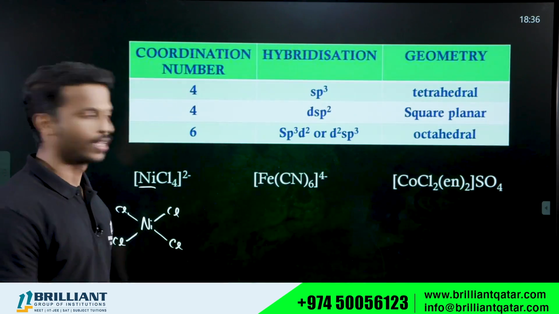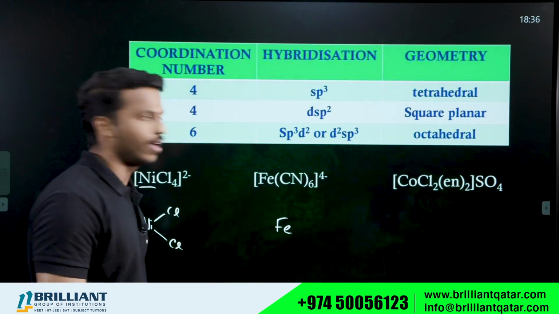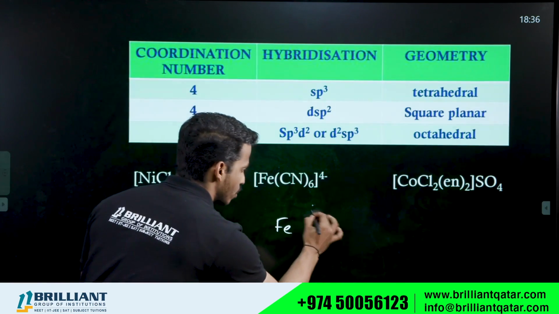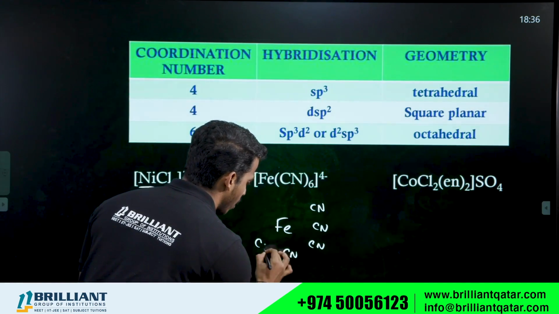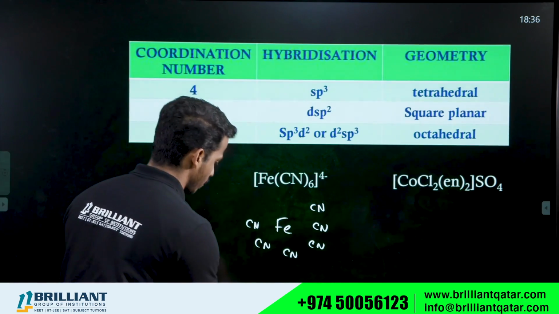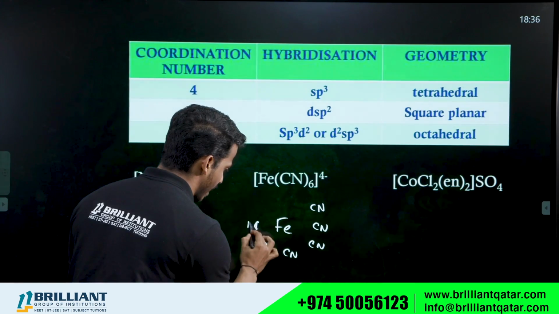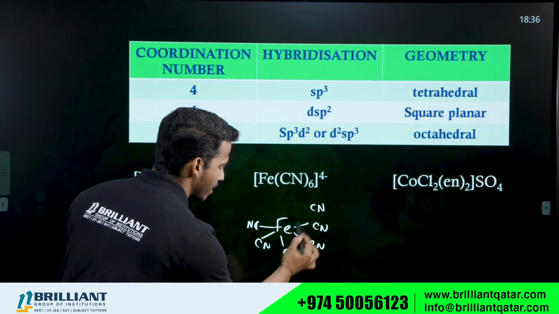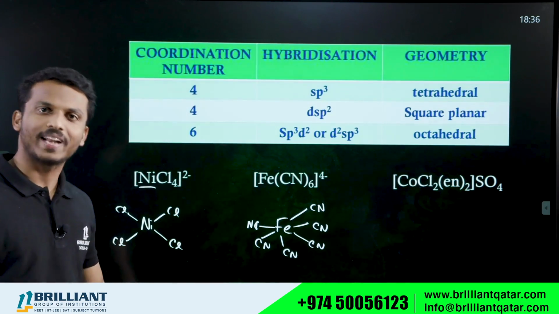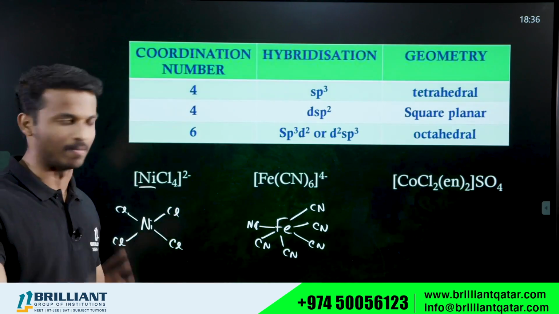What about here? Here the central metal atom is iron. The surrounding ligand is cyanide. How many cyanides are there? 6 cyanides: 1, 2, 3, 4, 5, 6. I'm writing cyanide as CN, because carbon needs to make the bond. Why are they making a single bond? Because cyanide is also a monodentate, unidentate ligand. It can make only one sigma bond.